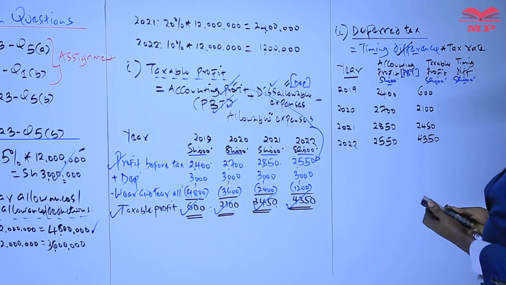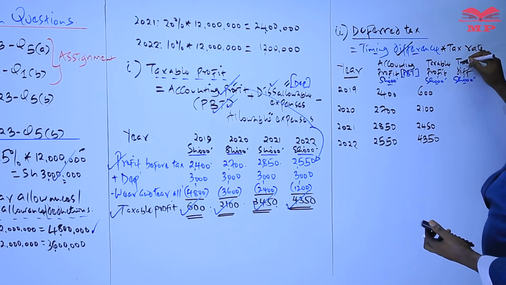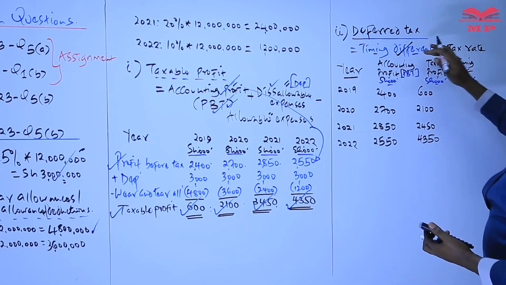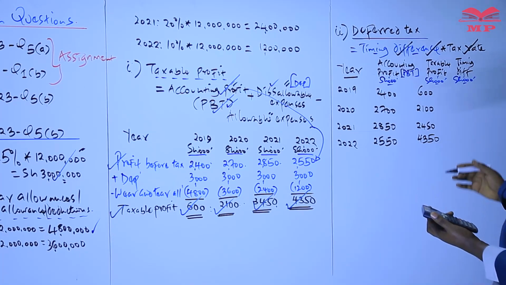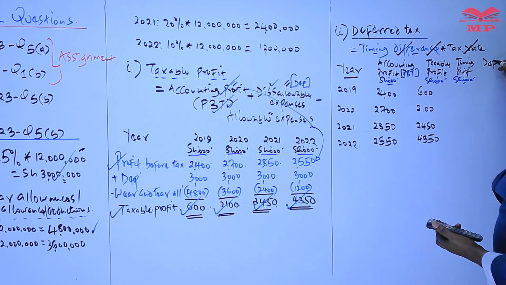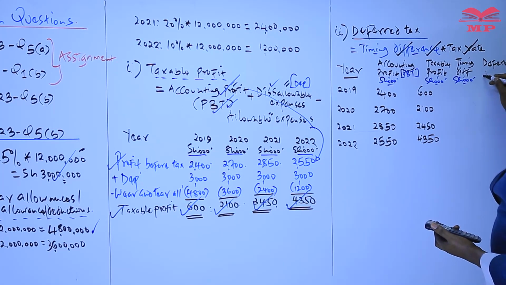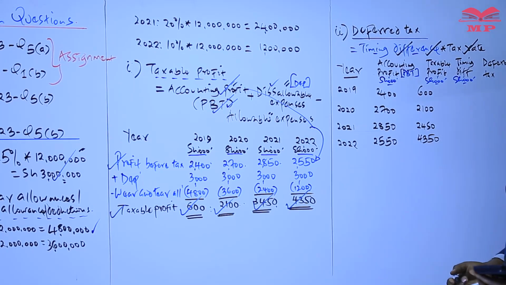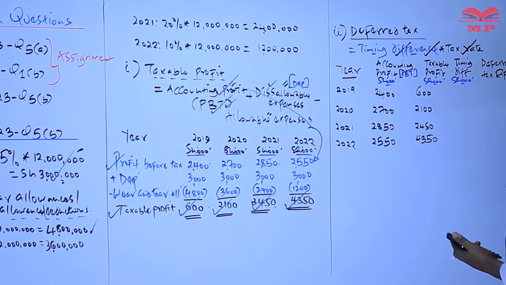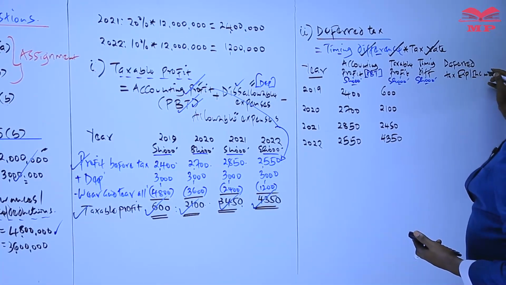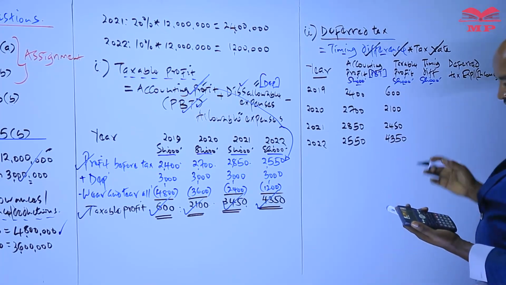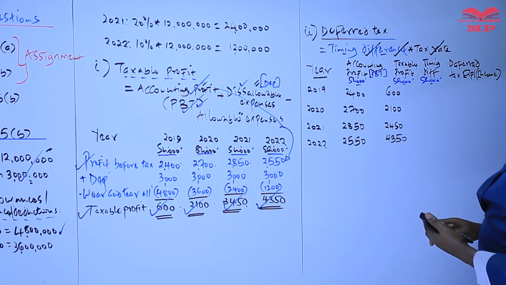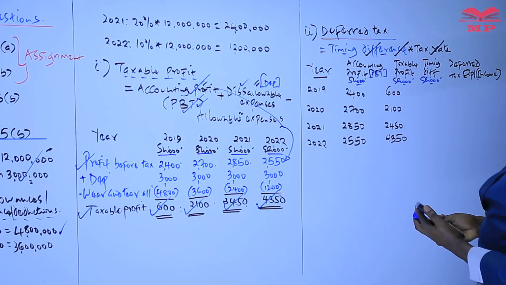And then once we compute that timing difference, we have said to compute the amount of deferred tax as required in the question, we just take the timing difference times the tax rate. So meaning that here we also need another column for deferred tax. Basically this deferred tax will either be a deferred tax expense or a deferred tax income. So any figure which is a negative figure here will be a deferred tax income.